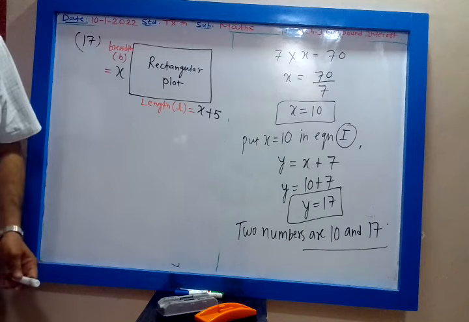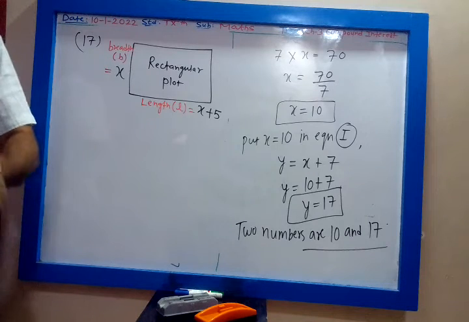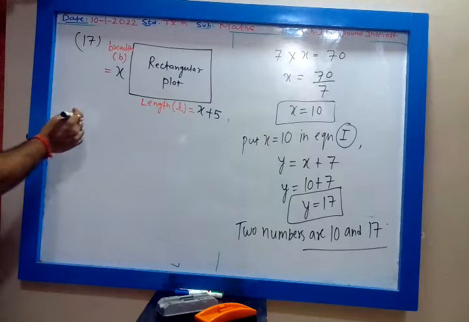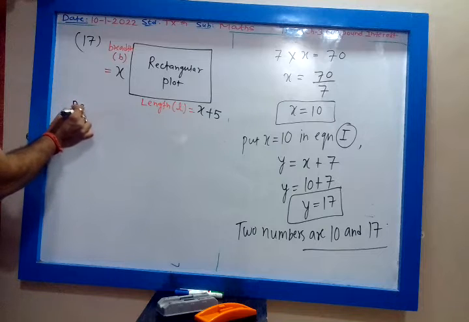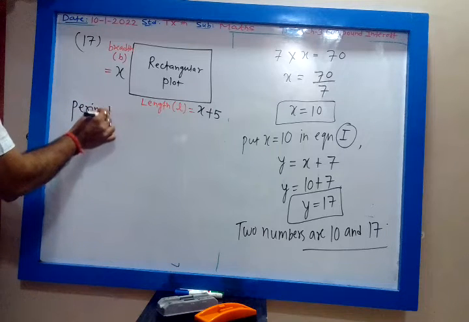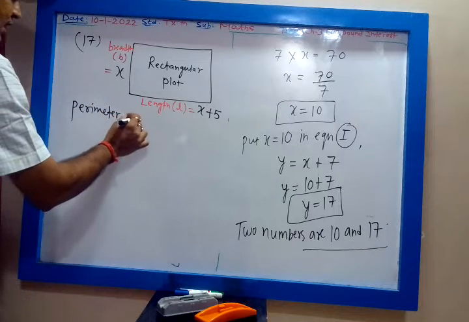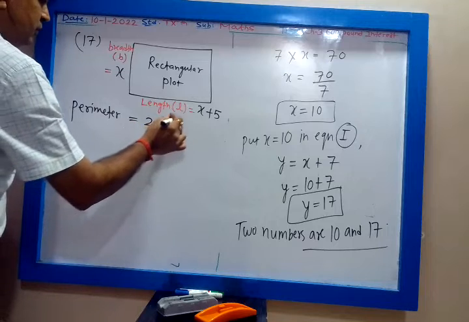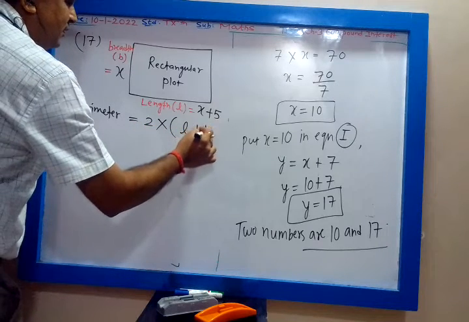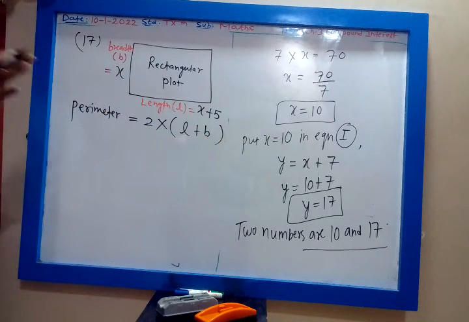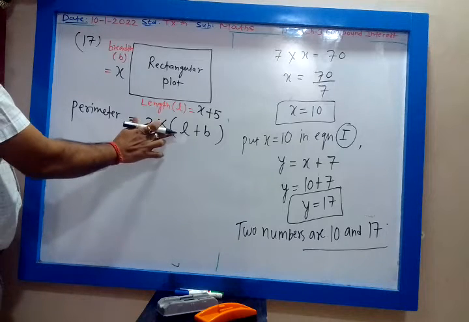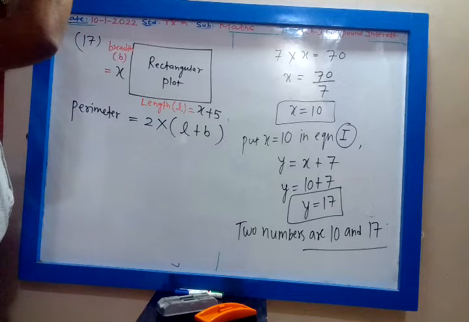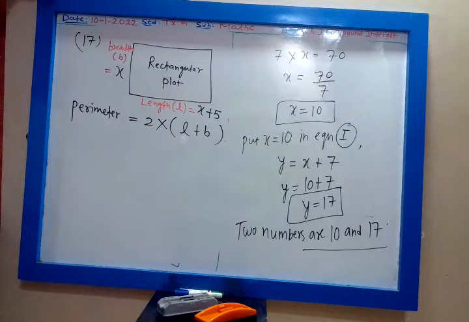Now what is given in the question? The perimeter is given. Okay, so now we write the perimeter. What is the formula for perimeter? 2 into bracket length plus breadth. Length plus breadth should be in the bracket. If you do not write the bracket, the formula will be incorrect. But the perimeter is given. How much? 142 meter.